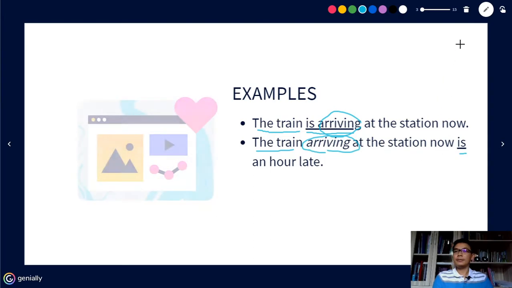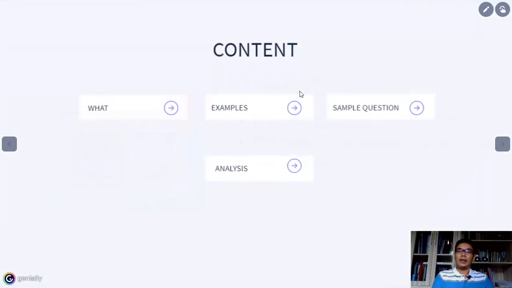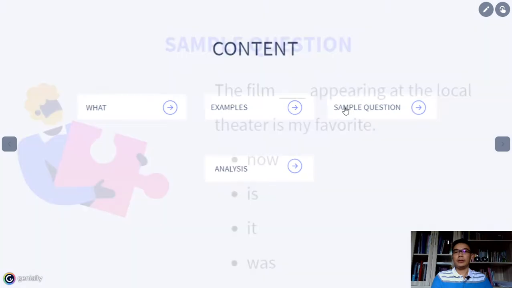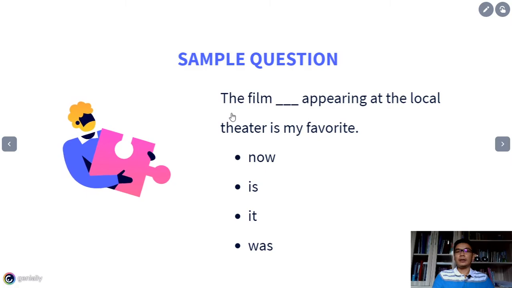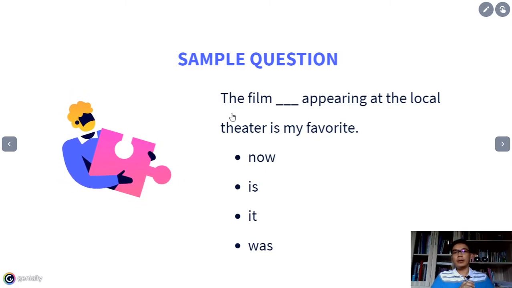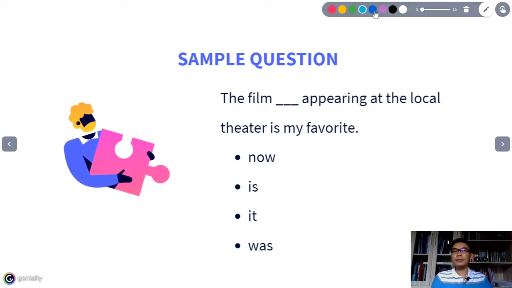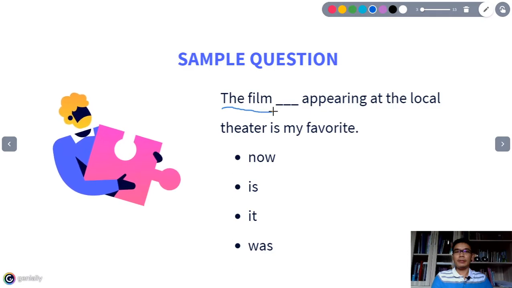Okay. Let's continue. Okay, now we're going to continue to the next part, the sample question. Let's take a look at the sample question here. The film blah blah blah appearing at the local theater is my favorite. Let's analyze first. Which one is the subject? Okay, good. This is the subject, the film.